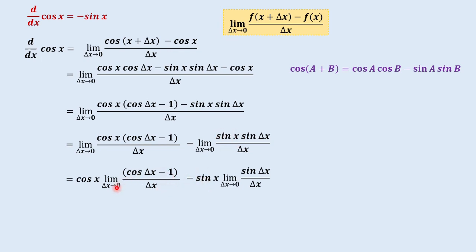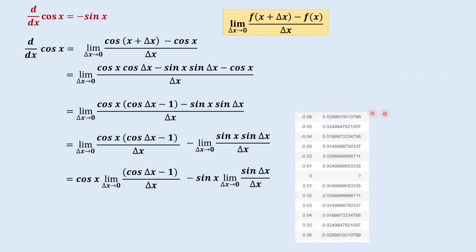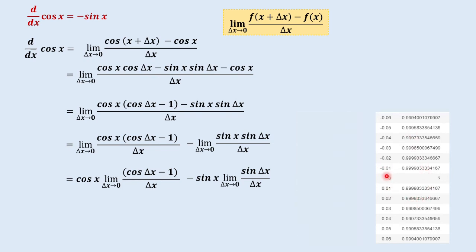And then again, if we refer to this table of values for this function of cosine of delta x minus 1 over delta x, as we approach 0, f of x would be 0. So this is 0. And for this case, this would be the table of values. As we approach 0, f of x would be, or the limit would be 1.